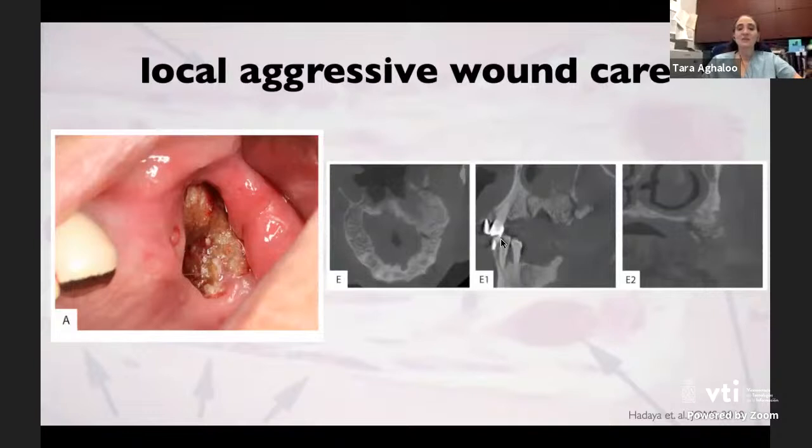So we treated this with the local aggressive wound care with the Q-tip, or you could use a small toothbrush or something, anything to scrub and decontaminate the exposed bone that has all this plaque and bacteria on it. And of course, we get the cone beam CT so that we can define the extent of the defect.